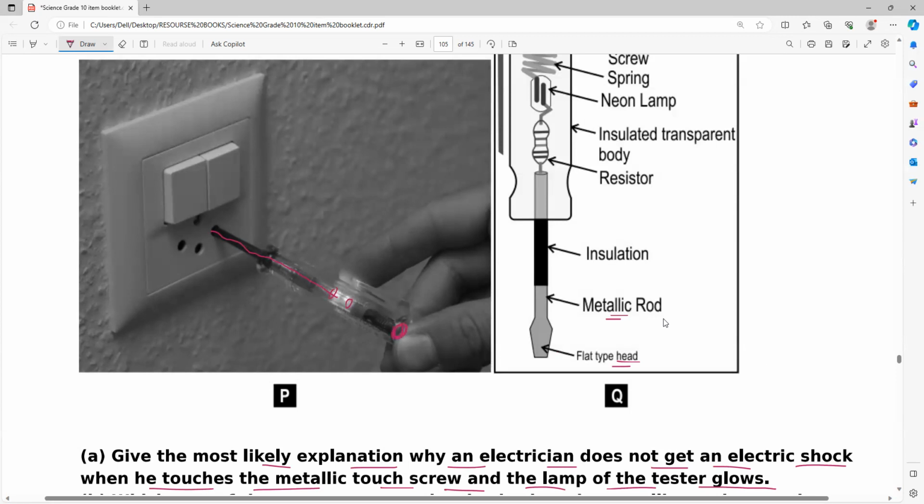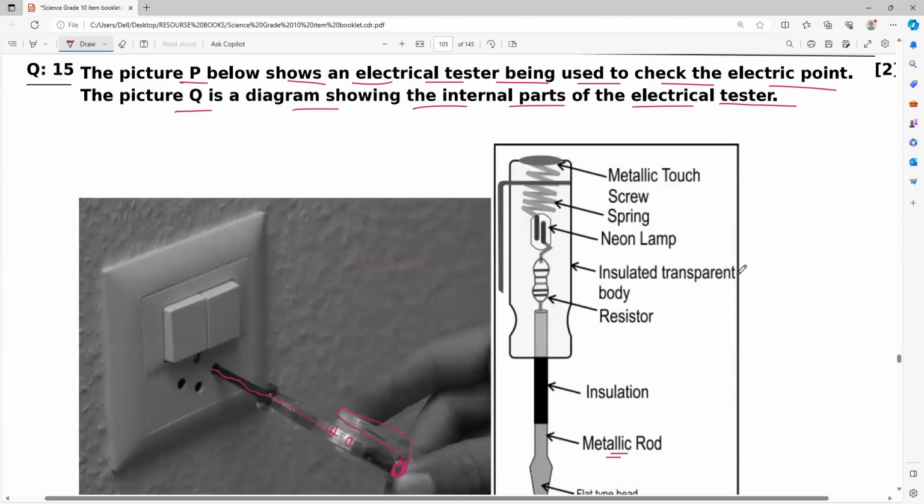Have you all checked it, everybody? That is actually the person who is testing. He is directly contacting, but still he is not affected with any electric shock. What is the reason they are asking? If you observe the picture, you will find it. All of you see here.